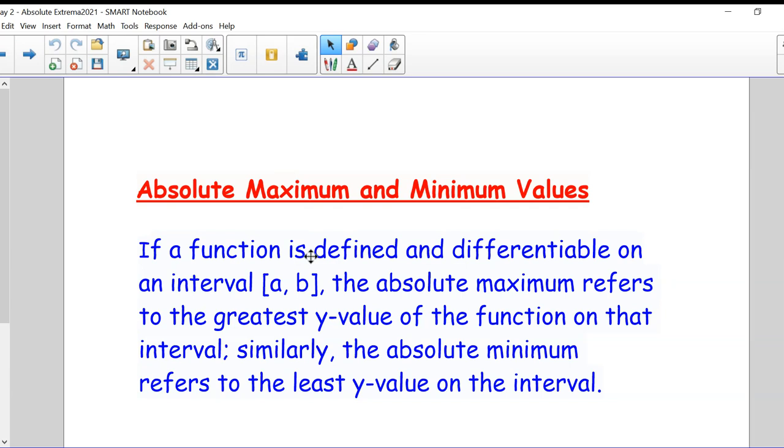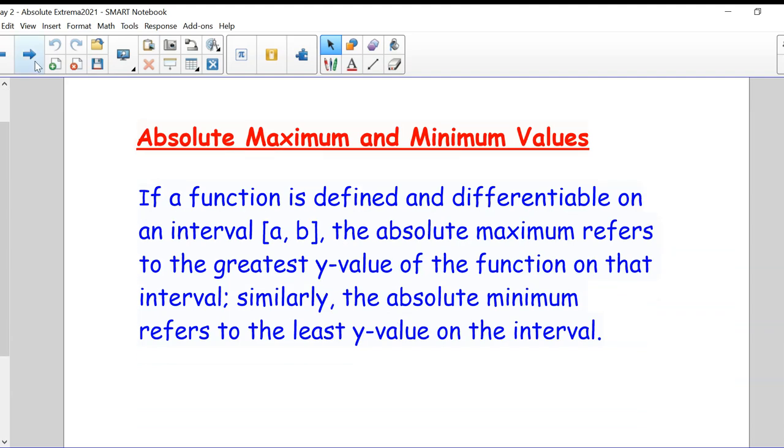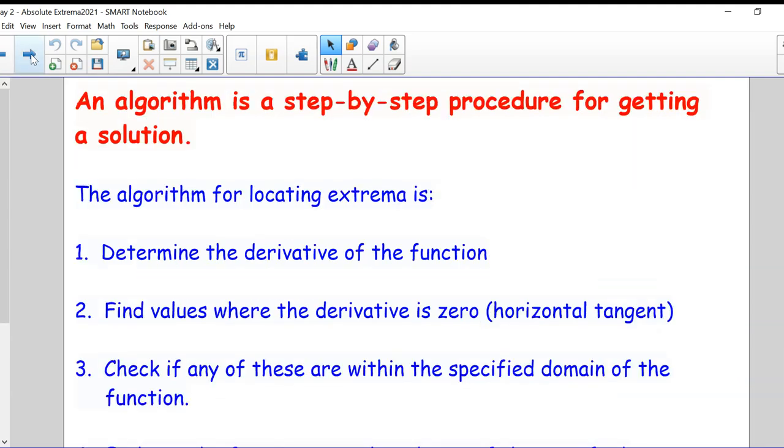All right, absolute max and min. If a function is defined and differentiable on an interval going from a to b, the absolute max refers to the greatest y value of the function on that interval. The minimum, of course, refers to the least y value of that interval. So if I give you an equation and ask what is the smallest y value between a and b, you're going to be able to tell me what that is, with the steps that we're going to go through right now.